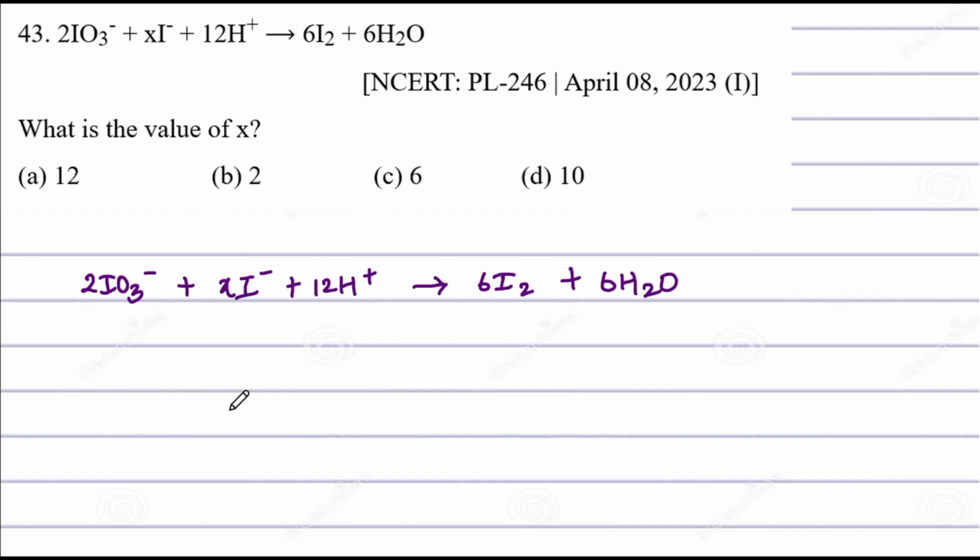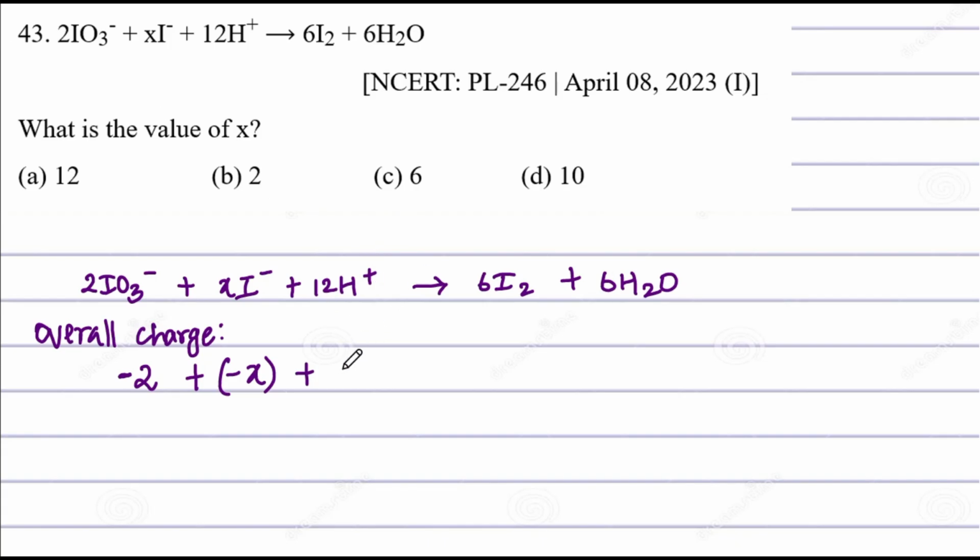This question is very simple because you have to find the value of only one coefficient. So for this question, you can go through the procedure of equating the charges on both sides. Let us see the overall charge on the reactant side and the product side. So you are having 2 minus, so minus 2, then X minus, so minus X.